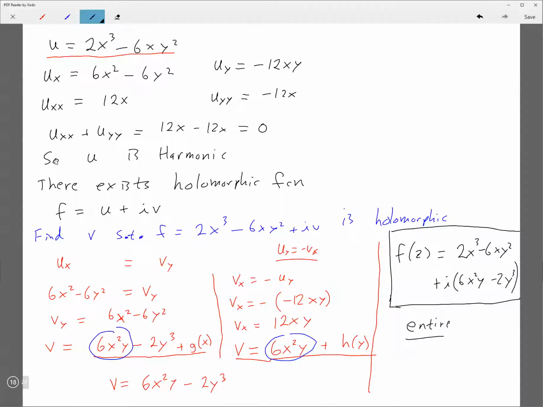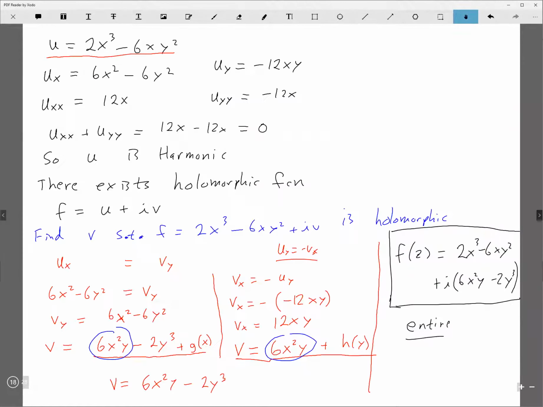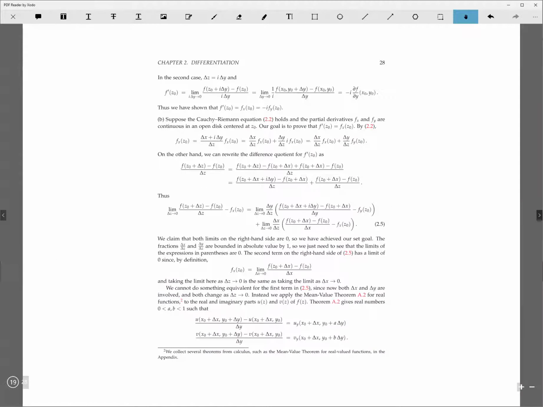Okay, so if you have a harmonic function, you can use that harmonic function to construct a holomorphic function. If u is not harmonic, then you can't. It's not going to be the real part of a holomorphic function. Okay, great. So let's move on a bit.